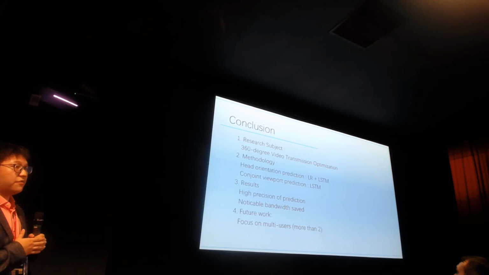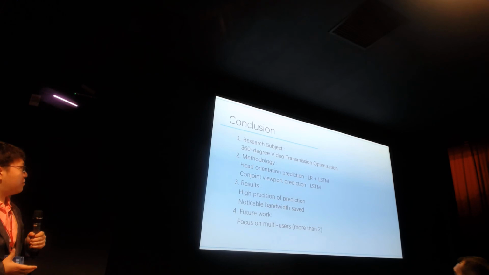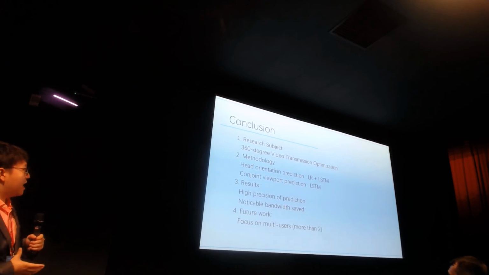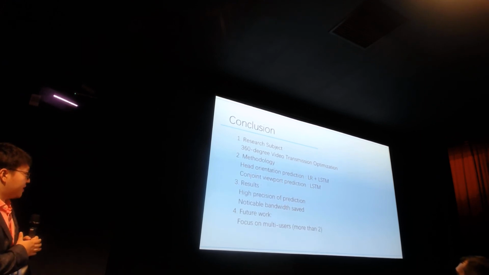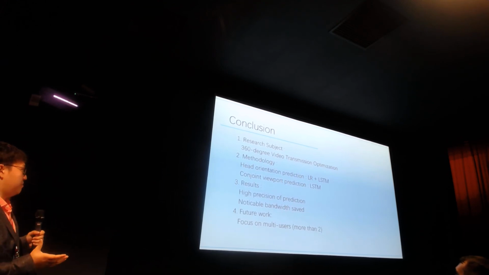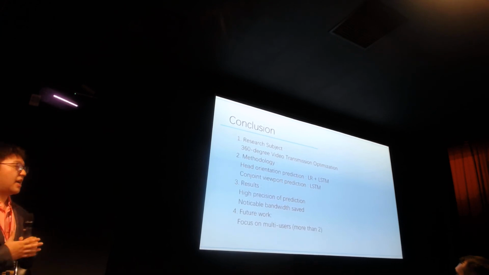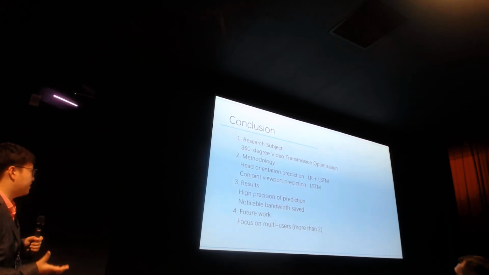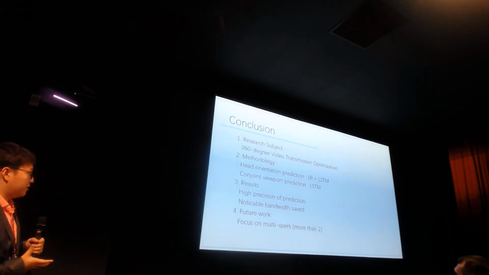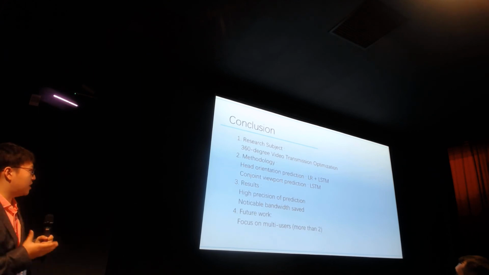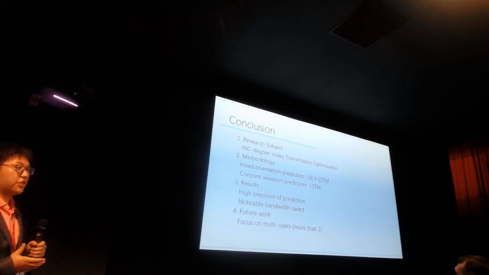As a conclusion, first our research focused on 360-degree video transmission optimization, and then we used the linear regression and long short-term memory to do the head orientation prediction, and then we used the long short-term memory to do the conjoint viewport prediction. And as for the results, we can see that the precision of prediction is relatively high, and there's a noticeable bandwidth saved. Due to the time limit, we haven't finished our experiments yet. In the future, we are focusing on more than 2 users. And also, we will apply our models on different prediction time intervals.